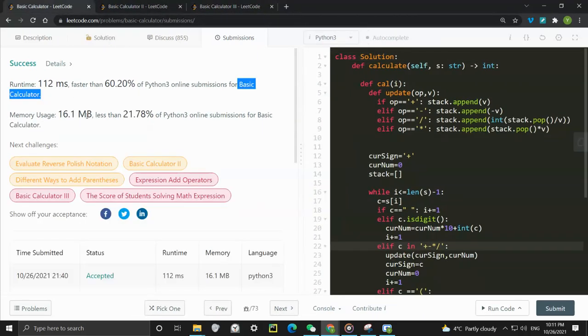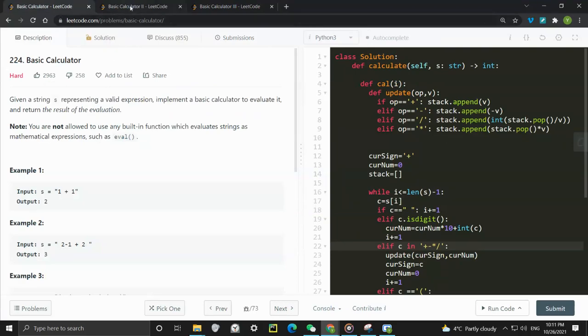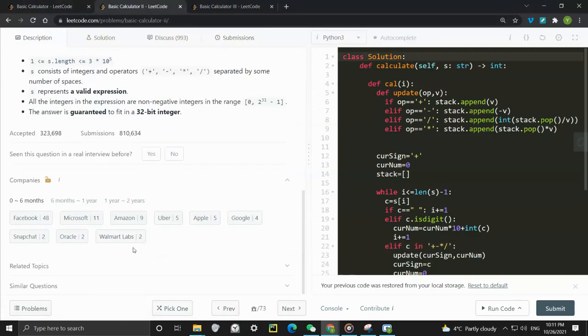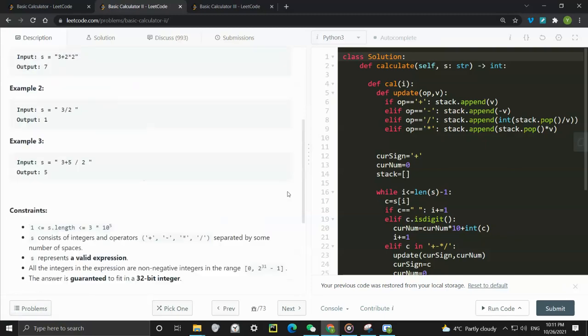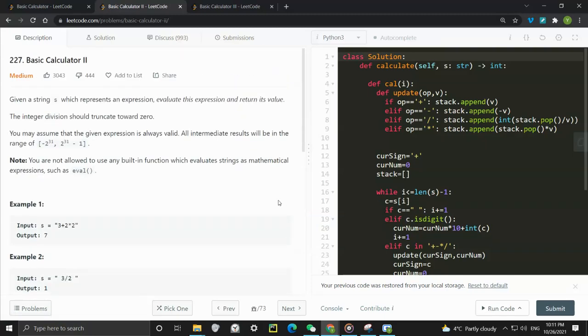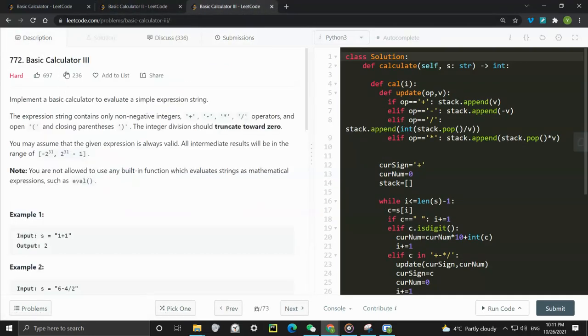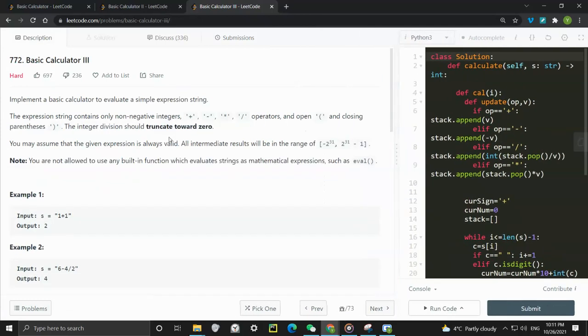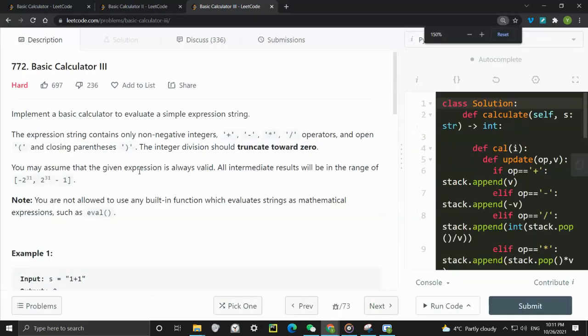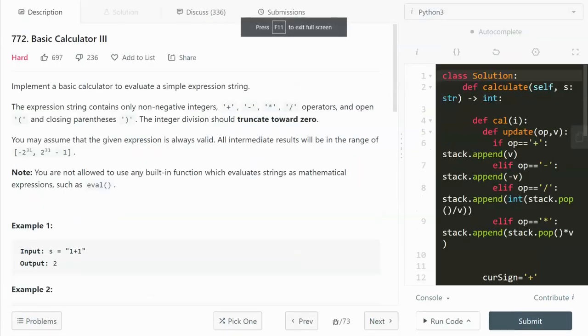Basic calculator 1 is actually a hard problem, and basic calculator 2 was asked by Facebook 48 times. So I think there is some value in going through this solution in the video. So let's dive in. I'm going to dive straight into basic calculator number 3, because it basically covers the two basic calculator 1 and 2 already.